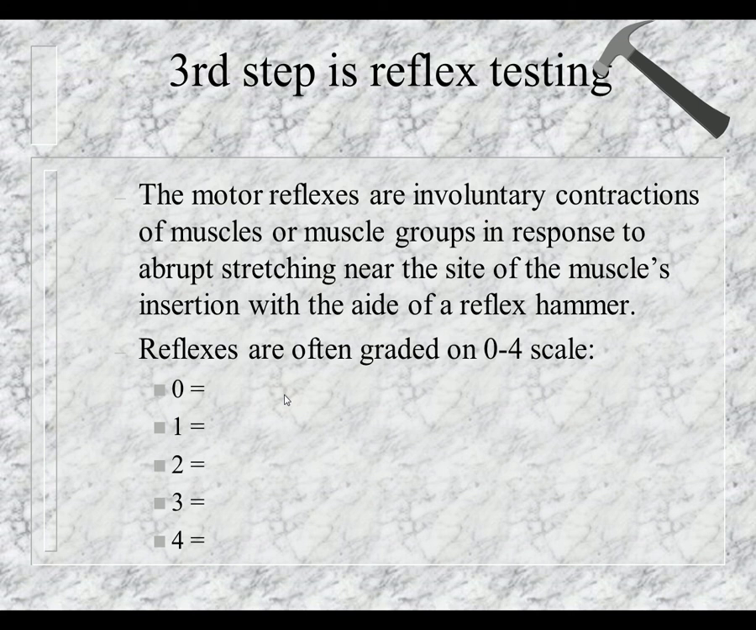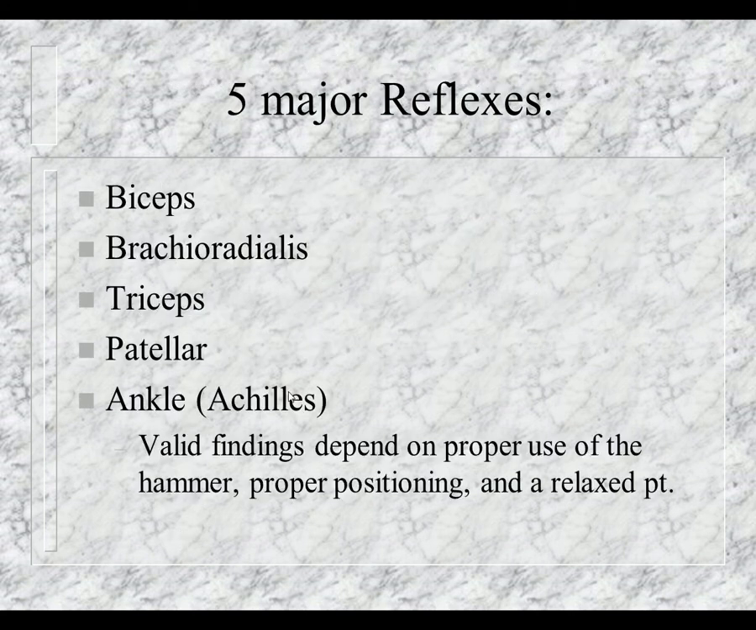A lot of you had trouble eliciting some of the major reflexes, which was the biceps, the brachioradialis, the triceps, the patellar, and the Achilles. The big thing you're watching for when you do these is asymmetry. Now, a lot of the findings, again, depend upon the proper use of your hammer, proper positioning, and a relaxed patient. So make sure, again, that you go back and review these if you've forgotten how to do those.